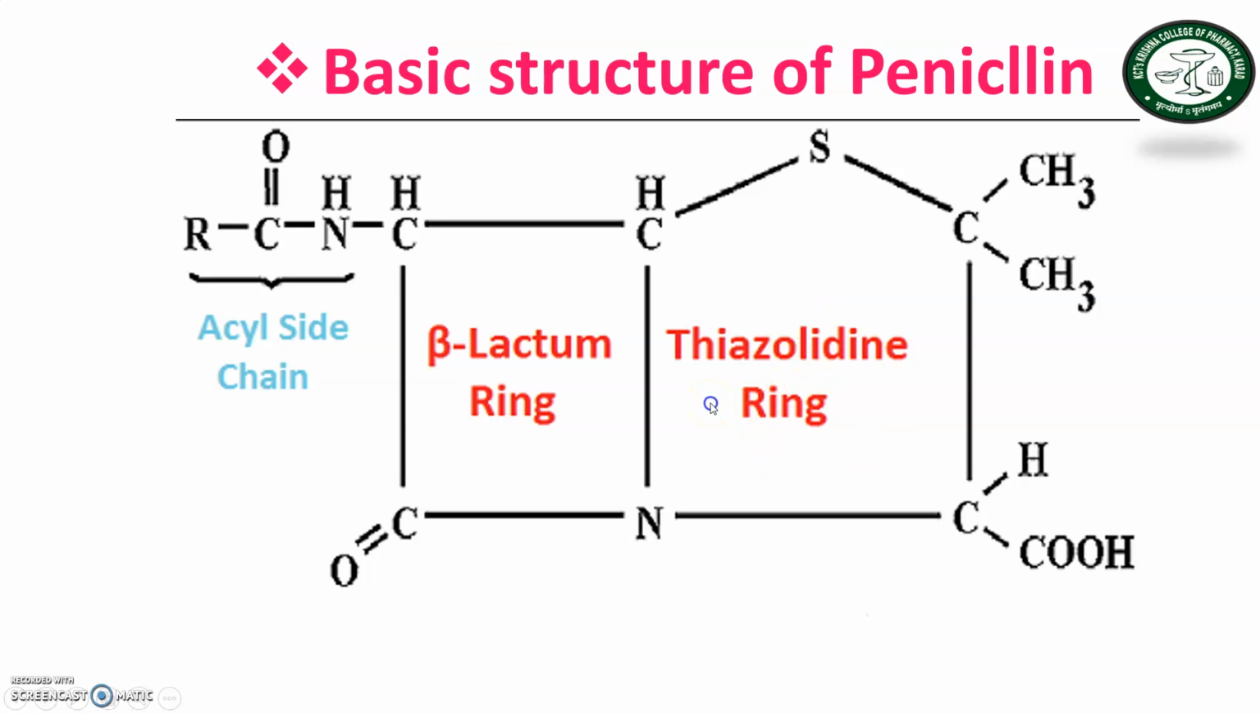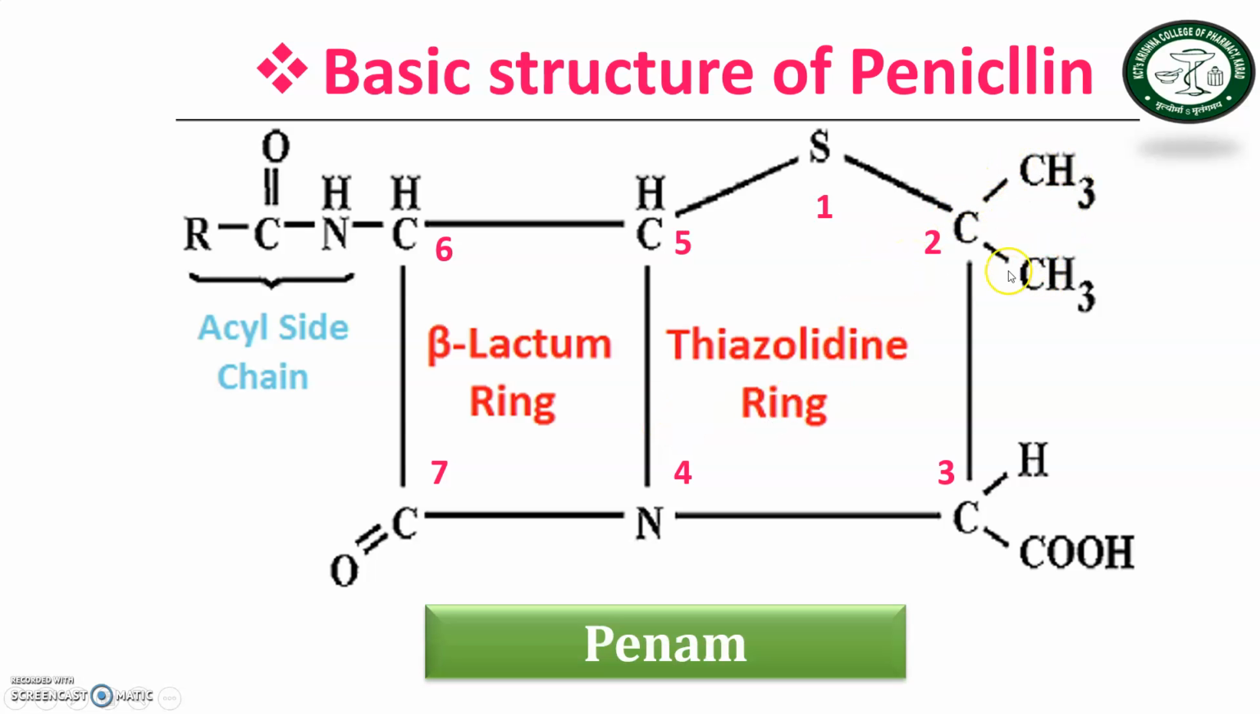So how do we number the structure, and what is the name of the structure? Let's see. According to our nomenclature, we number first the sulfur as 1, then 2, 3, number 4 is nitrogen, then fifth, then 6 and 7. So this is the basic structure of penicillin. There are two methyl groups at position number 2, one carboxylic acid group at position number 3, and oxygen at position number 7. A very important substituent is present on carbon number 6.